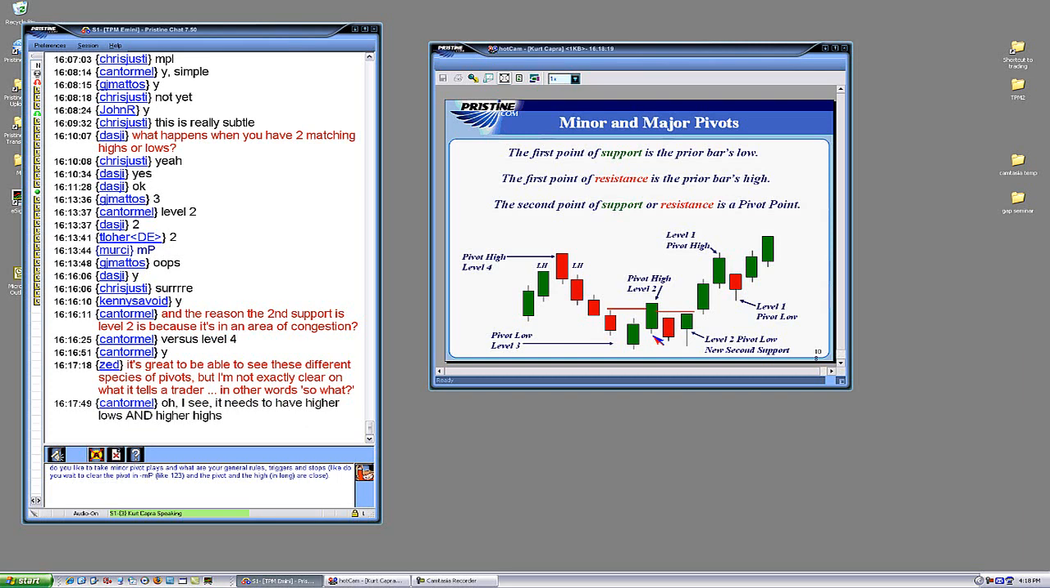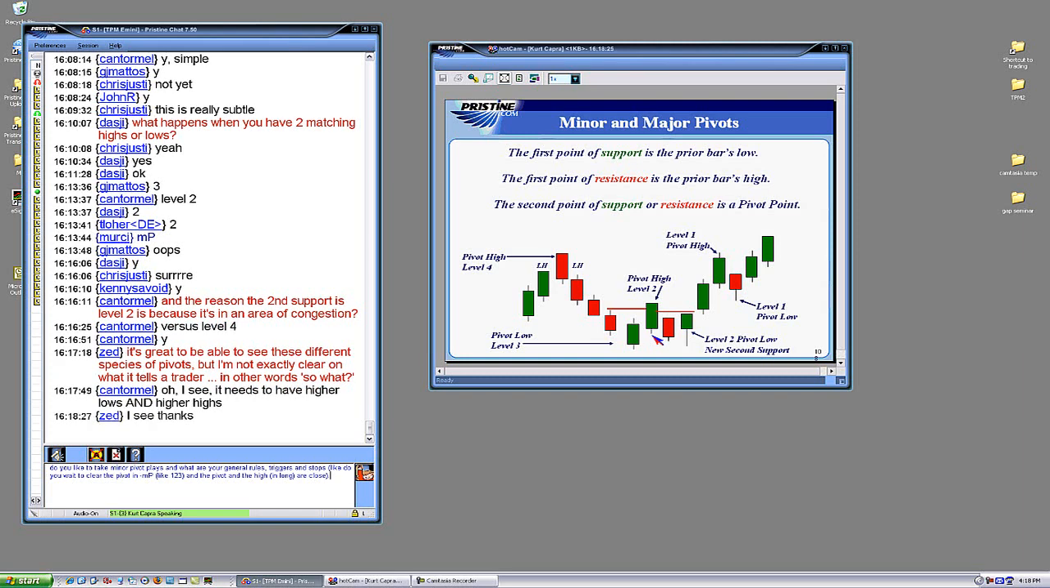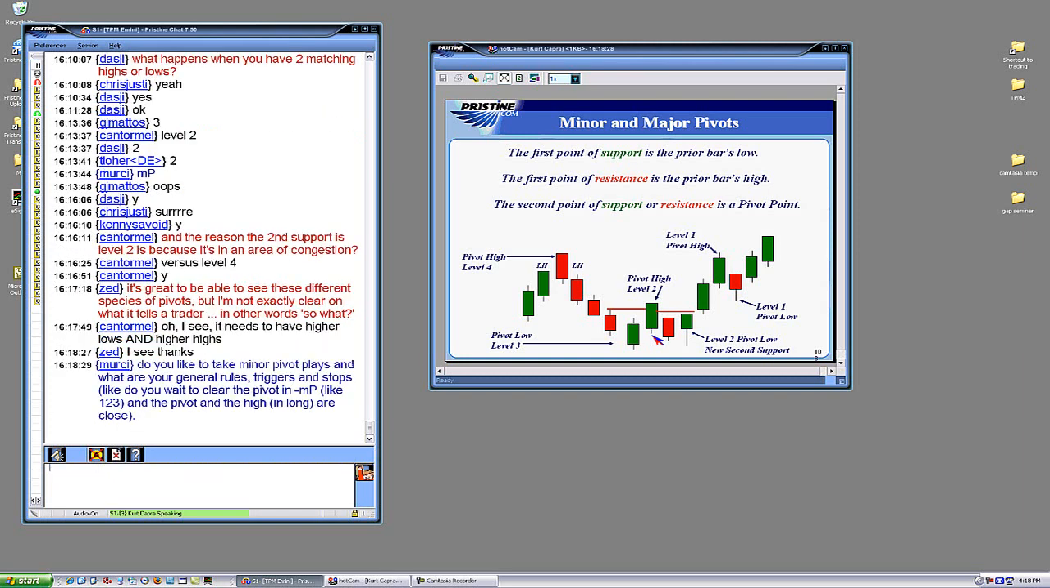Yeah, for it to be a level 4, it's got to have higher low and higher high bars. For it to be a level 2, all it needs is higher low bars to each side.